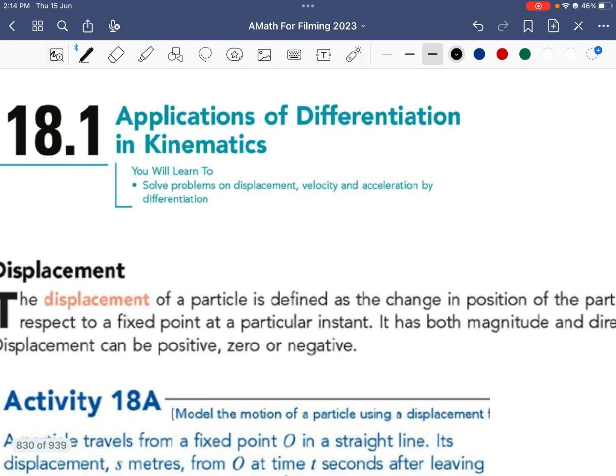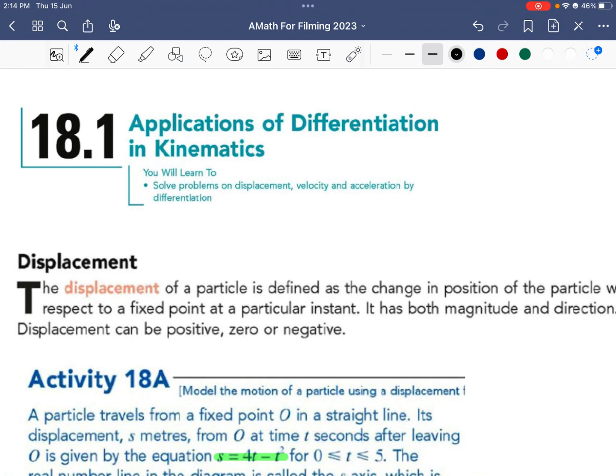Okay, so now, for those of you who are doing physics, you know the displacement of a particle is defined as a change in position of the particle. So basically, what we know as distance. Now we use the word displacement, but the difference between distance and displacement is that distance is always positive, but displacement can be negative.